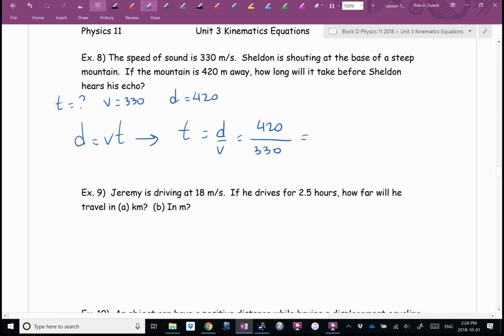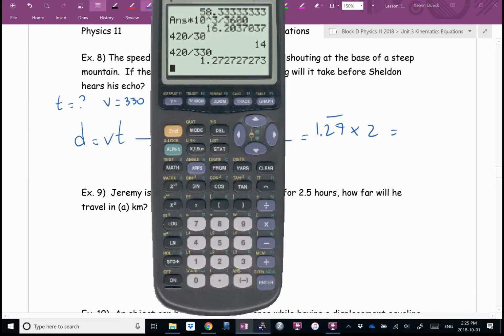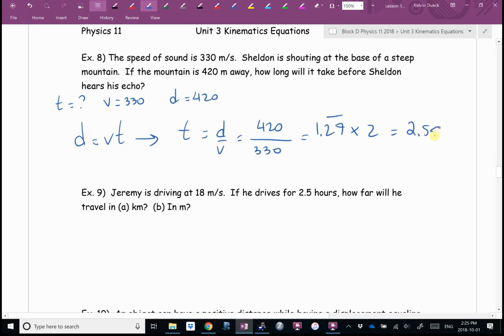So I'm going to take this, and I got 1.27 repeating. I'm going to use my answer button. I'm not going to round off, and I'm going to times that by 2 because it's got to go there and back. Or what I could have done at the beginning, Kenzie, is I could have said the actual distance is 840. Either method is fine, but that's how echoes work. And I get 2.55 if I round off properly. Seconds.